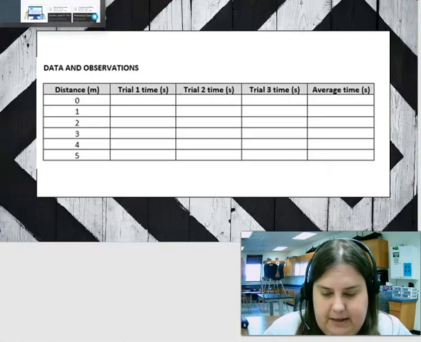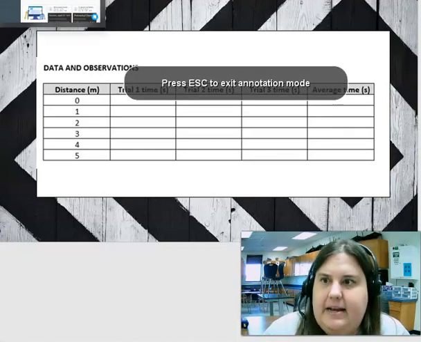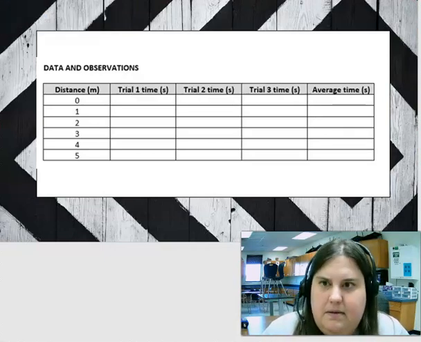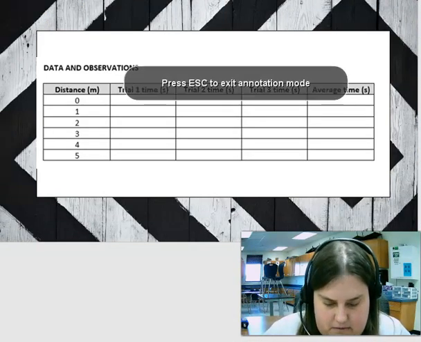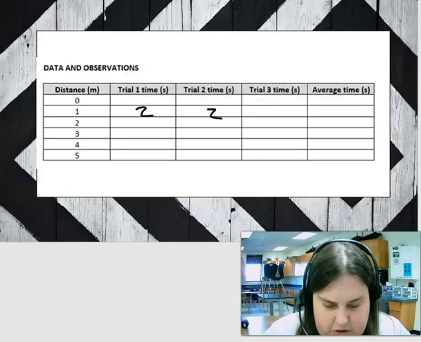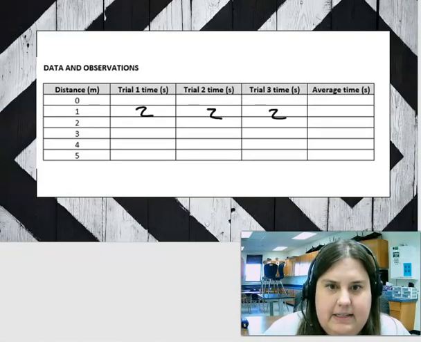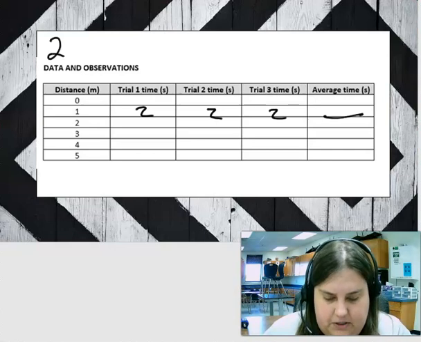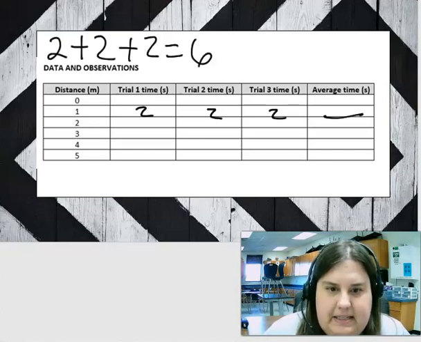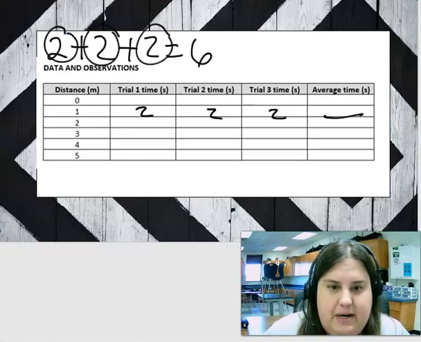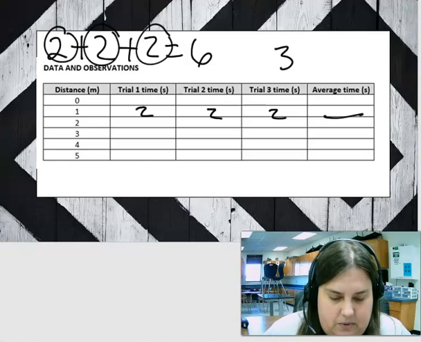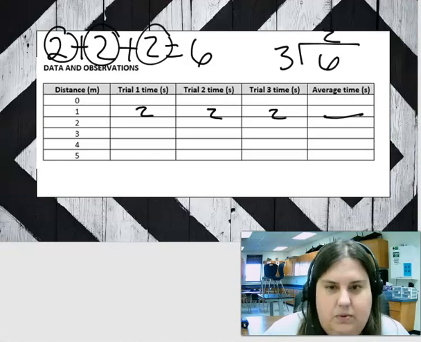So for example, if I had the numbers for 1 meter, 2, 2, and 2, to find the average of that, I would do 2 plus 2 plus 2, which equals 6, and then I'm going to divide that by 3 because I have 3 data points. So 6 divided by 3 equals 2. So my average right here would be 2.